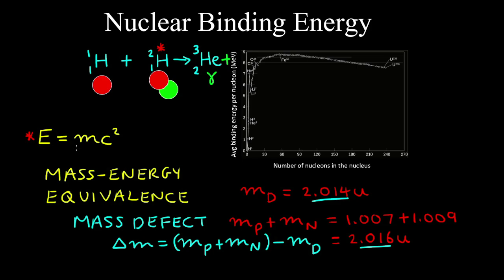And Einstein's equation, E equals mc², quantifies how much energy mass contains. So essentially the mass difference, or mass defect, quantifies the amount of energy needed to break the deuteron into a separate proton and neutron. So the binding energy of the nucleus quantifies how strongly the nucleus is bound, and that's equal to the mass defect by the square of the speed of light.